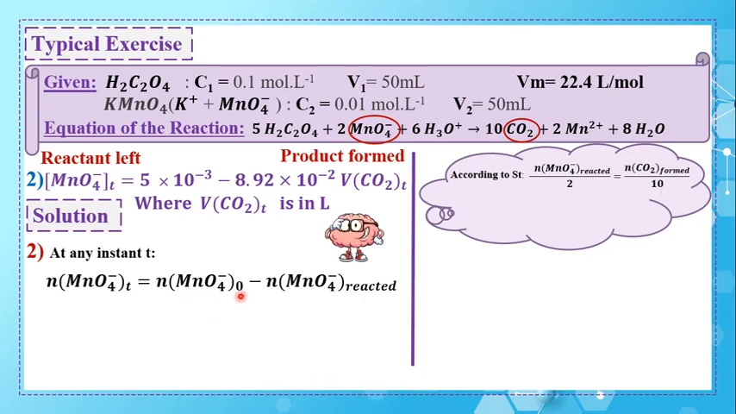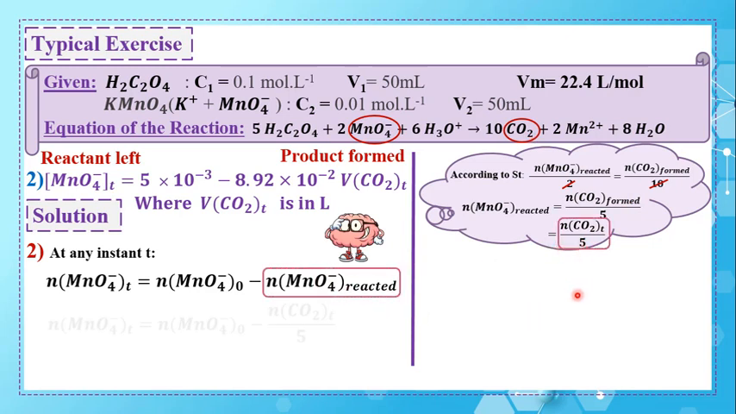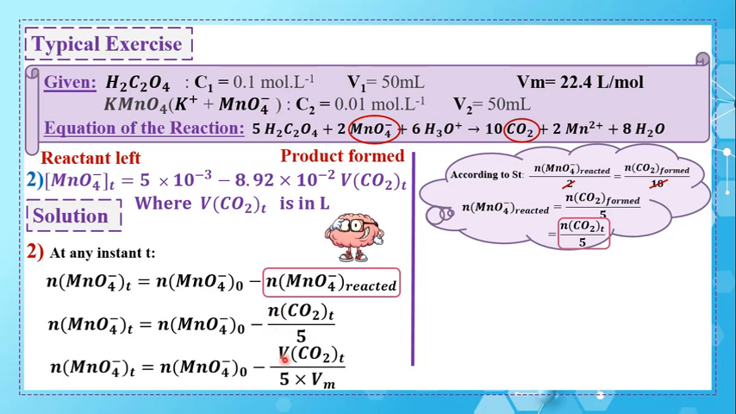Always when you want to start with a relation, start with the number of mole. So the number of mole of MnO4- will be equal to, we will simplify 2 and 10 to have the number of mole of CO2 over 5. Instead of formed, I can put t, since CO2 is a product. Now, I can replace this by this one to get this relation. I have to substitute number of mole here by V, and I know that the number of mole of a gas is equal to V over V molar, so I can replace it by V over V molar.